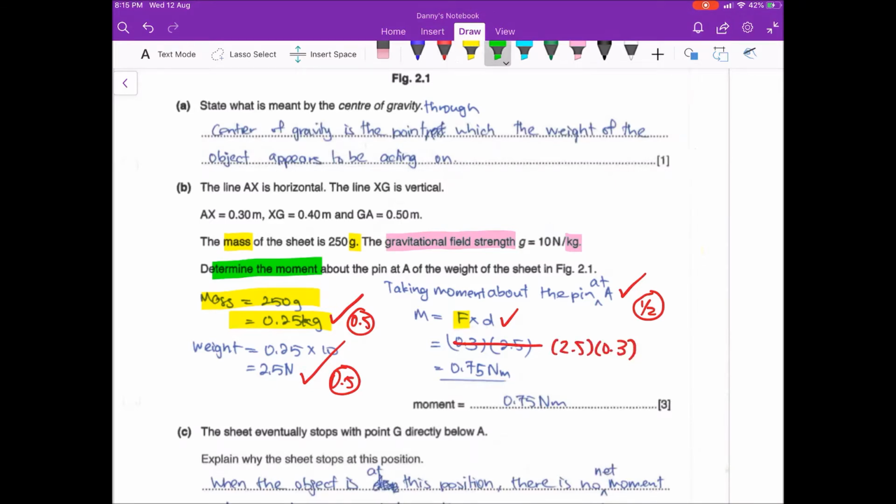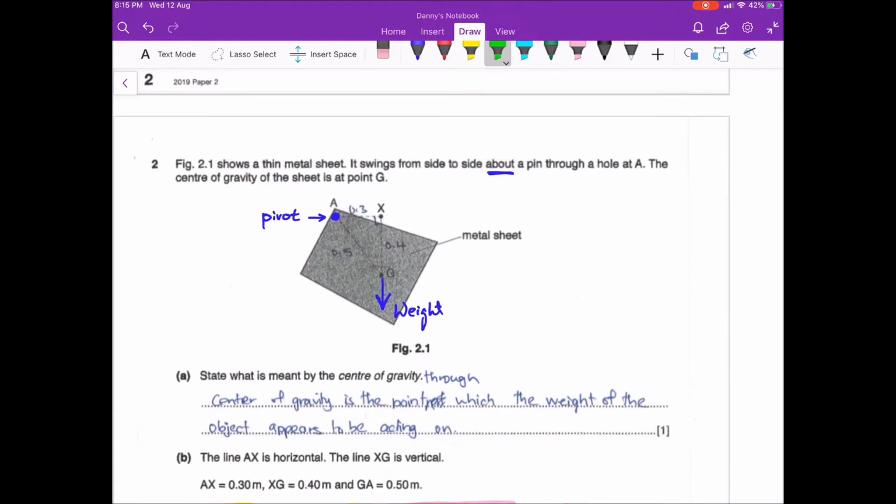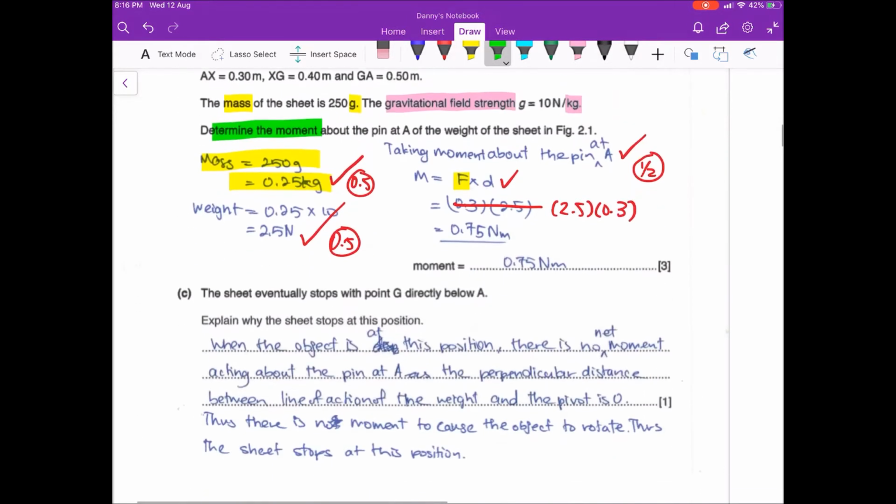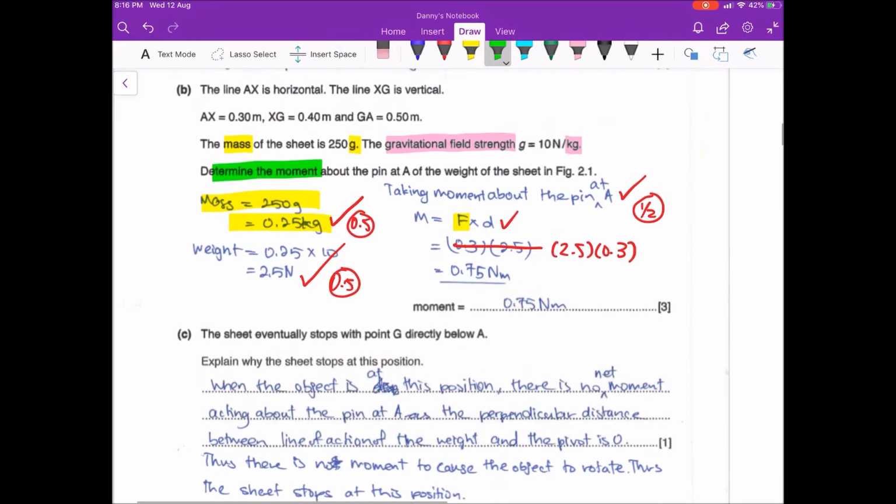So let's check whether the student has picked the correct distance. Go back to the diagram. This is the weight. For me, I always go by step. This is the line of action of the force. This is the pivot. The distance is the perpendicular distance from the line of action to the pivot. So the distance should be 0.3. Just remember to check, is your 0.3 in meter? Very good, the 0.3 is in meter.